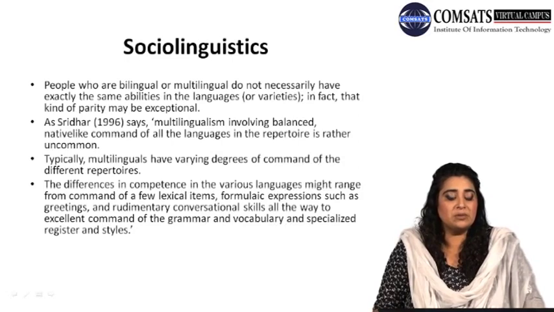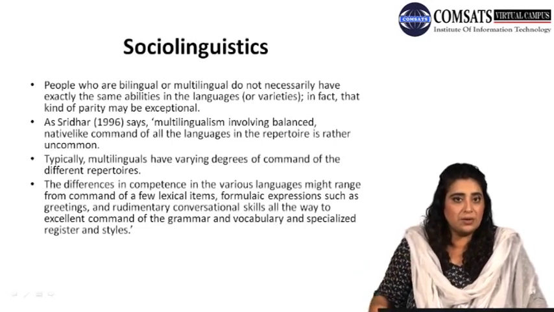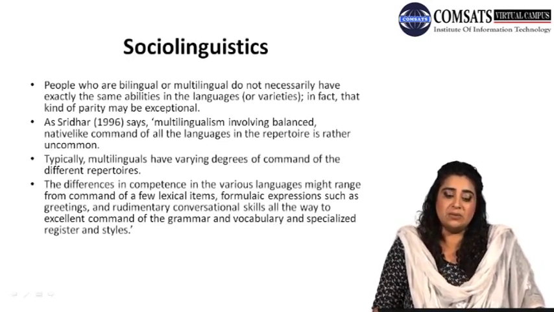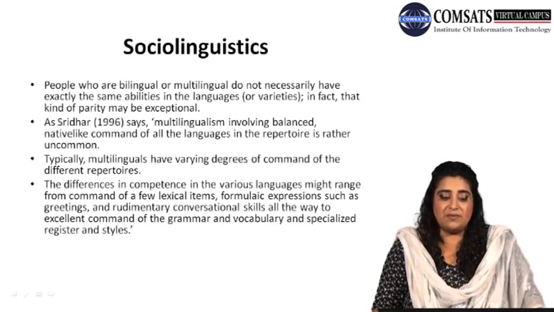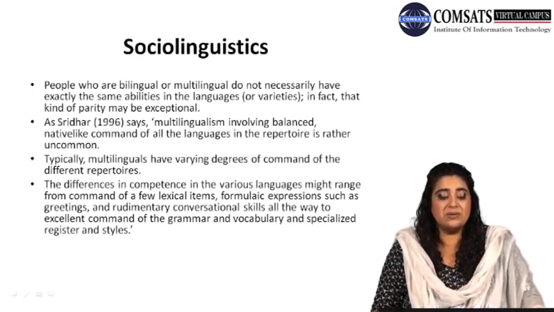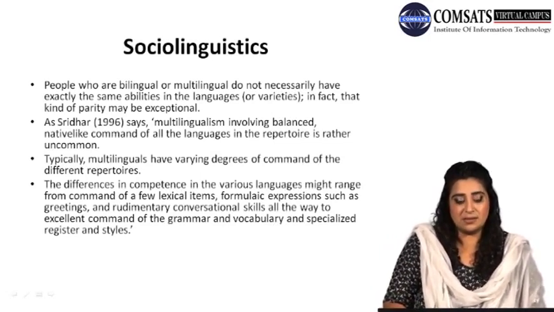A person could be multilingual, but he could be maybe better in, let's say, his native language than in the other languages. He wouldn't be that fluent in the other languages. So typically multilinguals have varying degrees of command of different repertoires. The differences in competence in the various languages might range from command of a few lexical items or formulaic expressions, such as greetings and rudimentary conversational skills, all the way to excellent command of the grammar and vocabulary and specialized register and styles.